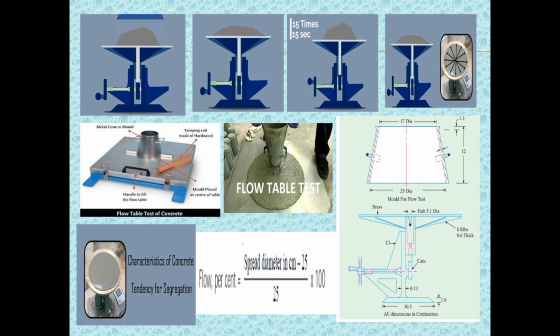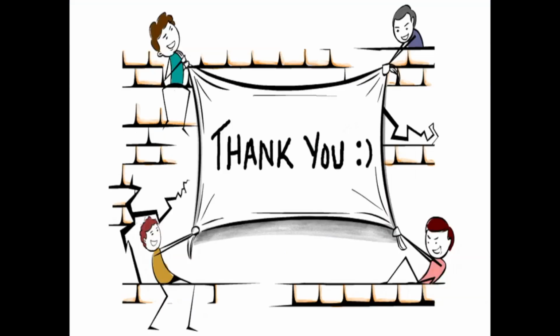Then the concrete is slowly raised vertically by the handles. After this, the tabletop is raised by handles to fall 15 times in 15 seconds. Then the concrete spreads itself out. The diameters are measured in two directions parallel to the table edges. The arithmetic mean of two diameters gives the measurement of flow in millimeters.